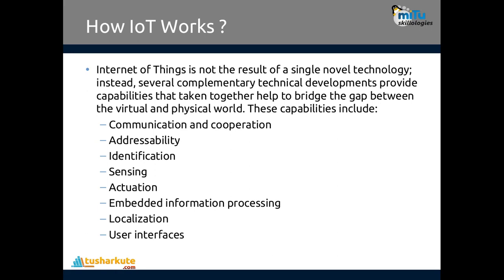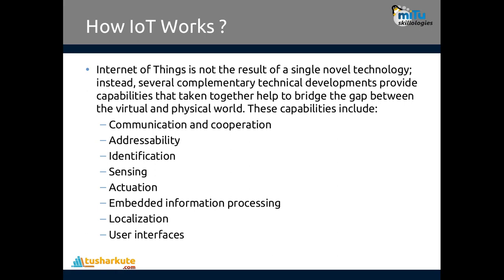Some clouds can be used where information can be stored, processed, and analyzed, and based on that, future predictions are done. That's what we call embedded information processing. So embedded information processing can also be done with the help of IoT. And localization is very important.